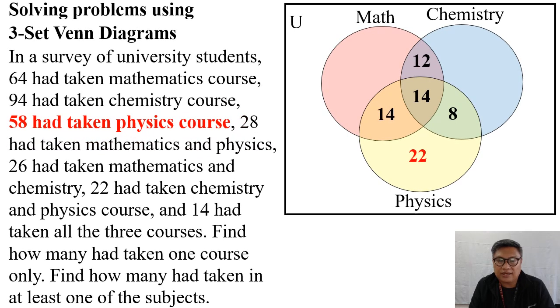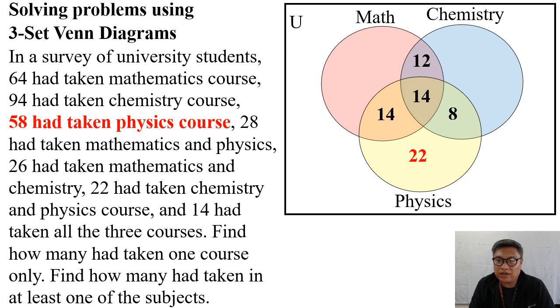58 had taken physics courses. So the word taken physics courses, class, does not mean that only physics. So inclusive of the others. So if there is a total of 58, we need to subtract 58 minus 14 minus 14 minus 8. And that remains 22. So again, if you add 14 plus 14 plus 8 plus 22, it goes back again to 58.